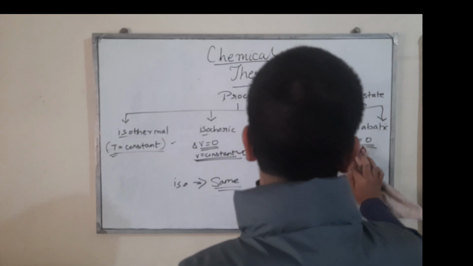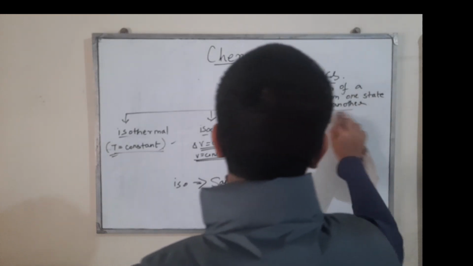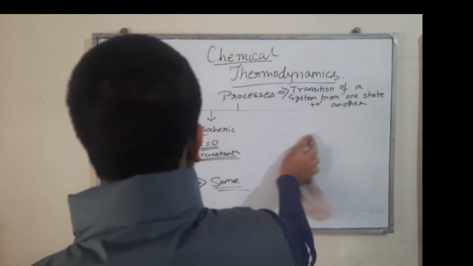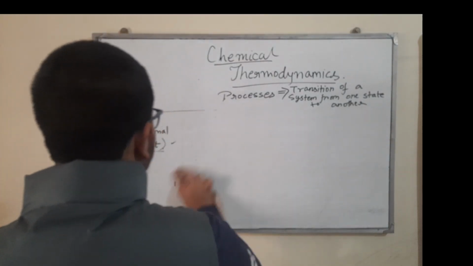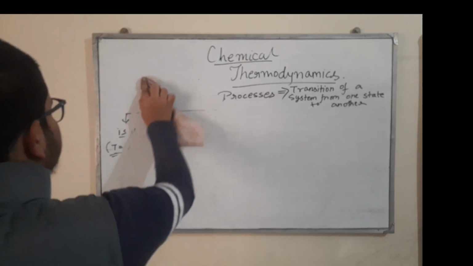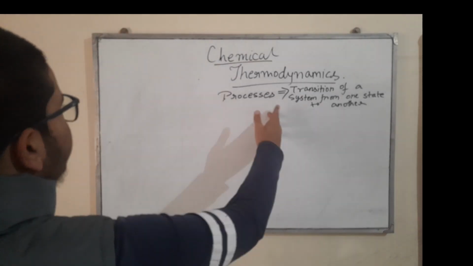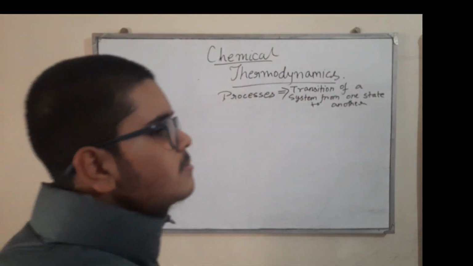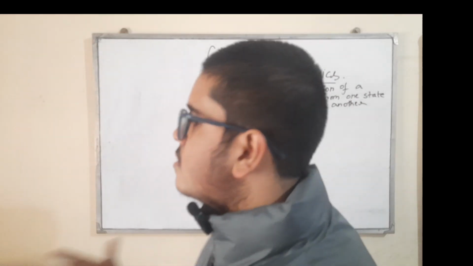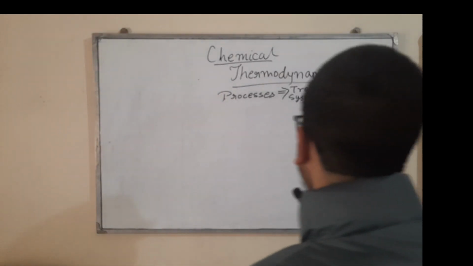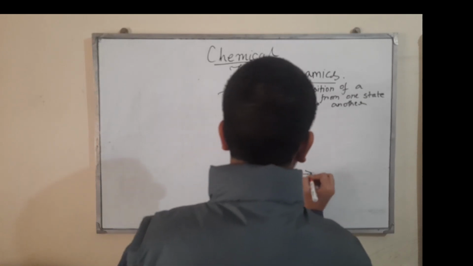Now let me make the concept of processes much clearer with the help of a graph. Graphs always make the concept much more crystal clear. So processes, we define them as the transition of a system from one state to another state. Okay, understand this? After this, let me draw this graph.